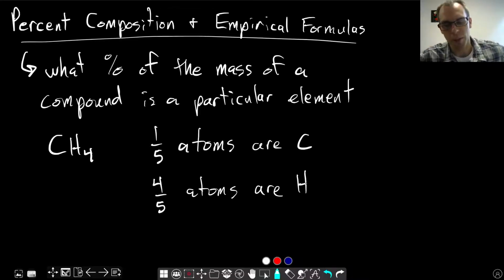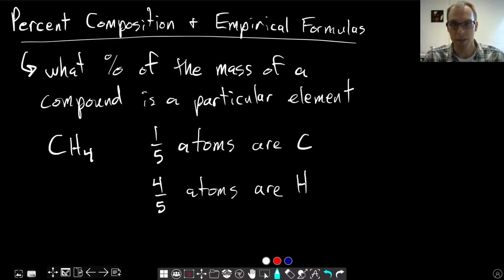This is a little bit different. The percent composition is, instead of looking at the numbers of atoms, what percent of the mass. Because carbon atoms weigh a lot more than hydrogen atoms, even though there's only one carbon atom in methane, CH4, it takes up most of the mass. And we can calculate what that mass percent is based on the chemical formula.